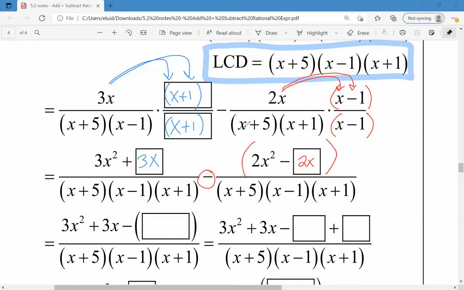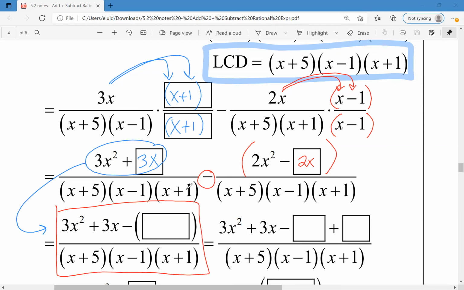Okay, so we have 3x squared plus 3x minus 2x squared minus 2x. With this minus, we're going to need to eventually distribute that minus sign. But what we're doing in this next step is rewriting these two fractions together as one. So we're writing this all as one fraction: 3x squared plus 3x, which comes from the first numerator, minus parentheses, 2x squared minus 2x. Meanwhile, the common denominator is still there: x plus 5, x minus 1, x plus 1. Now we'll continue simplifying the numerator by distributing that minus sign. I'm just drawing some arrows here. So 3x squared plus 3x, and then minus 2x squared, and then negative times negative becomes plus 2x.